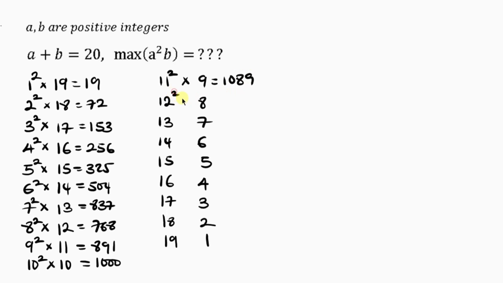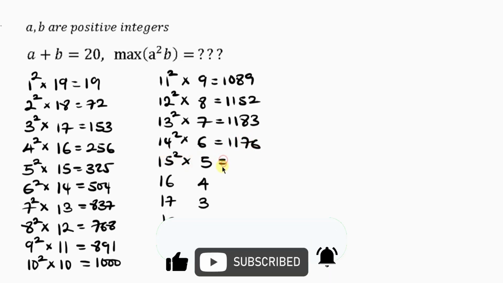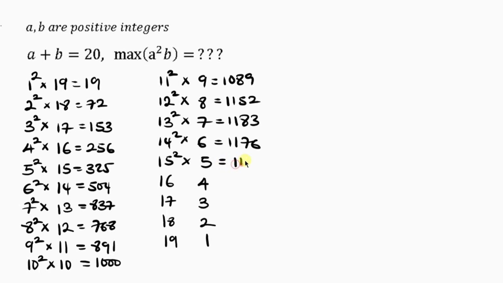And then 12 squared times 8, I'm going to be getting 1152. Then 13 squared times 7, I'm going to be getting 1183. And then 14 squared times 6, I'm going to be getting 1176. And then 15 squared times 5, I'm going to be getting 1125. So you can notice that the numbers are getting smaller and smaller.